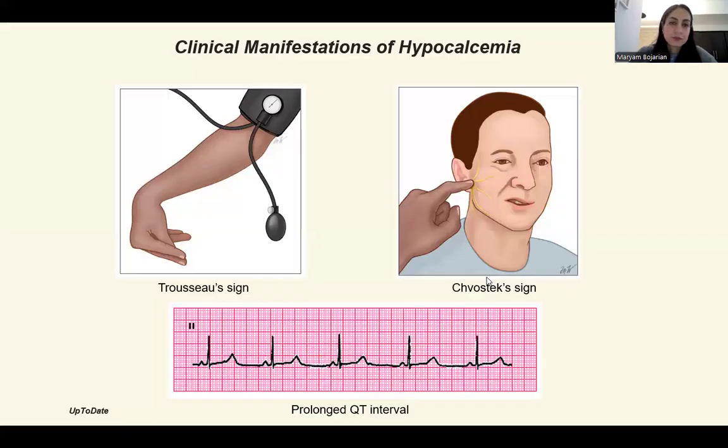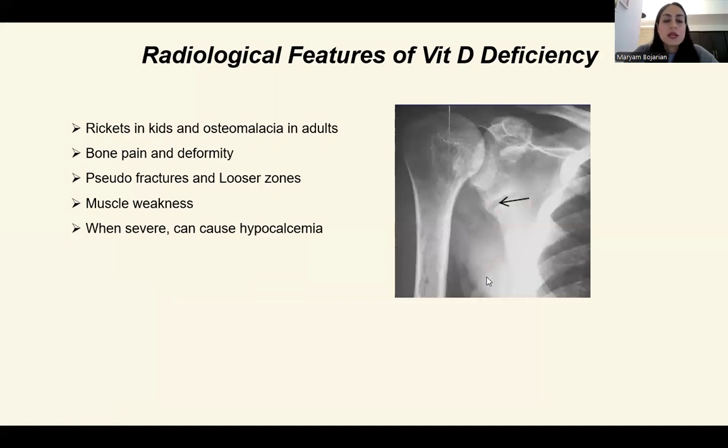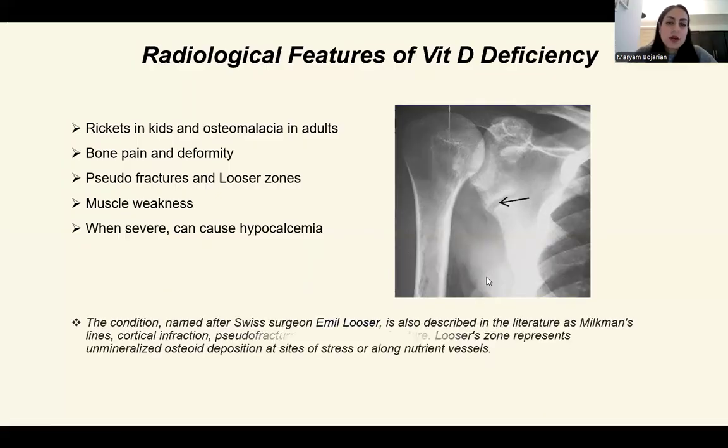Okay, and how about radiological features of vitamin D deficiency? We can have rickets in kids and osteomalacia in adults. They have bone pain and deformity, pseudofractures and Looser zones, muscle weakness, and when severe can cause hypocalcemia. And you can see a Looser zone here.